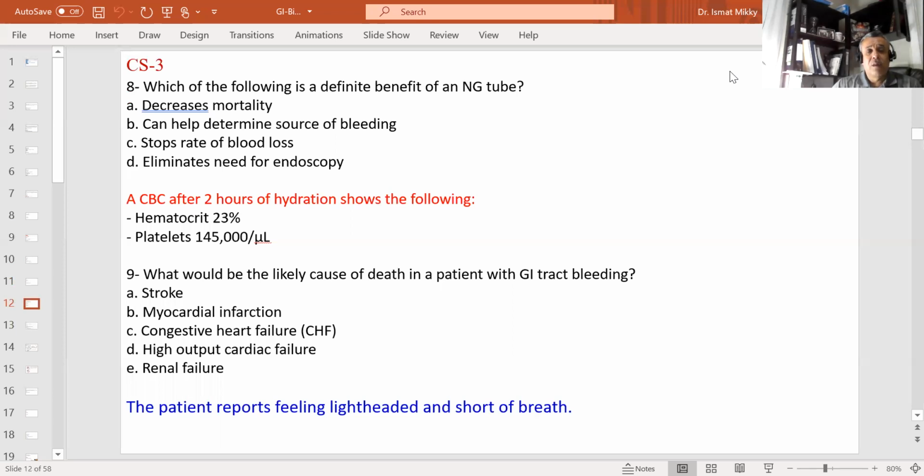So 9, what would be the likely cause of death in patients with GI tract bleeding? And the answer is the myocardial infarction. Decreased oxygen carrying capacity to the myocardium leads to ischemia. The myocytes in the heart cannot distinguish between hypoxia, coronary stenosis, or anemia. Ultimately, with severe bleeding and anemia, the patient will infarct, so there will be myocardial infarction.